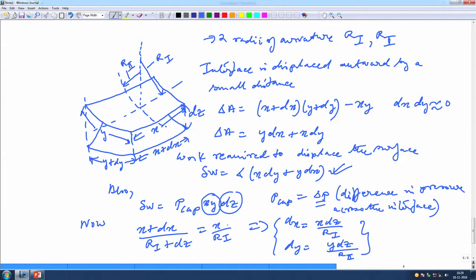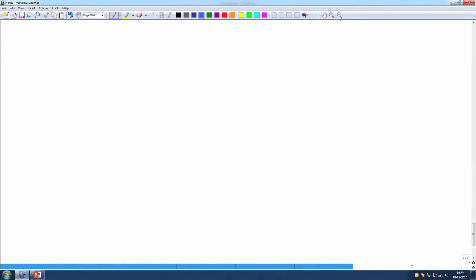The first expression comes from this. The second expression you can write as an equivalent expression for R2 as well, involving y. Based on this, now we can say that sigma times (x dy plus y dx) must be equal to delta P, the capillary pressure, into xy into dz. That has to be true because the two works have to match.